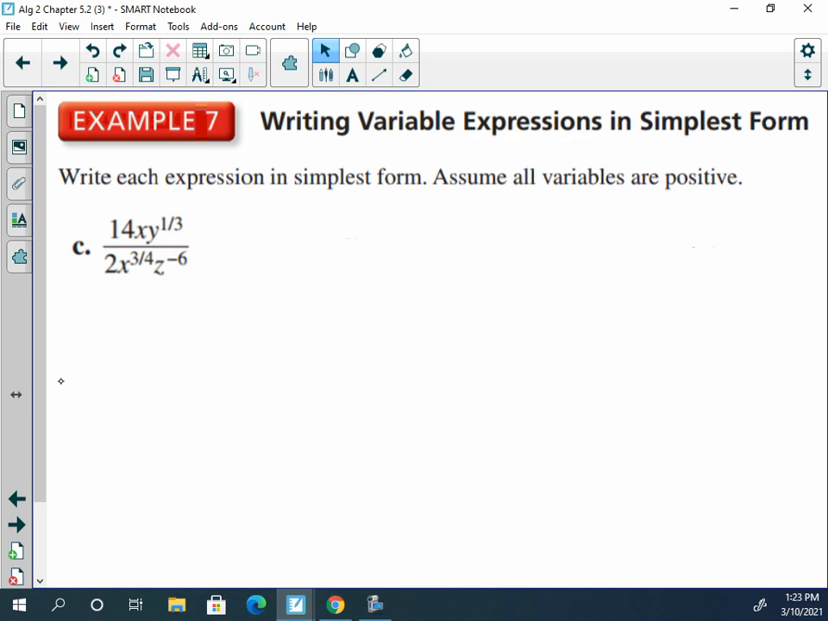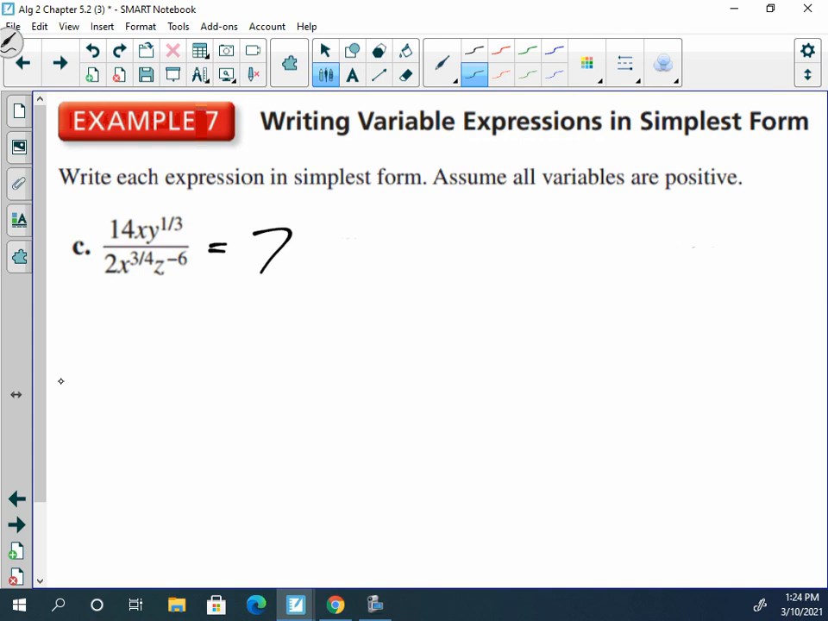Okay. Write each expression in simplest form. Assume all variables are positive. So we have 14xy to the 1/3 over 2 times x to the 3/4 times z to the -6. Let's use our properties that we know. Well, we can simplify the numbers pretty easily first. What is 14 divided by 2? 7. So 14 divided by 2 is 7. That's not bad. So we've taken care of the numbers.